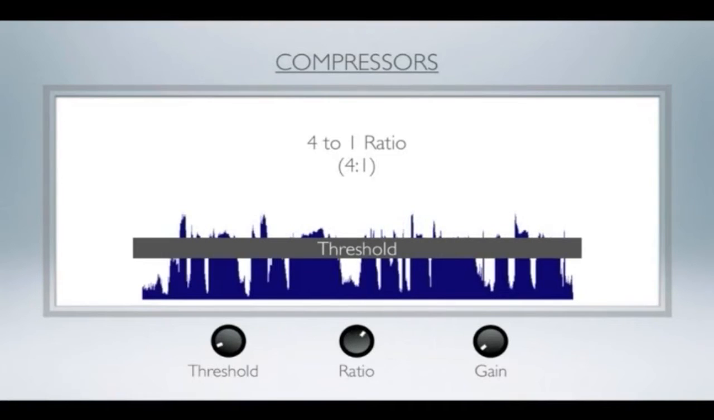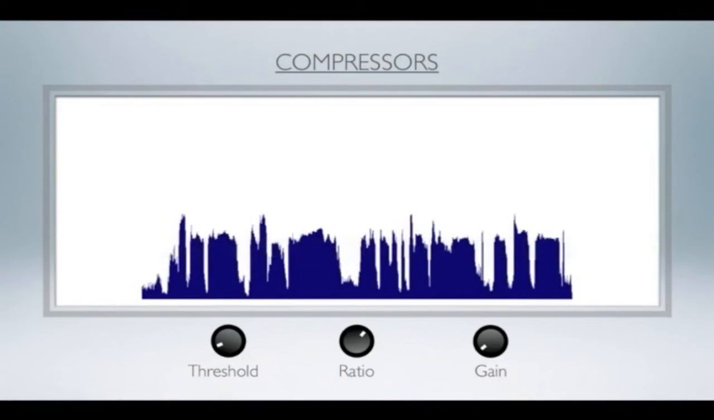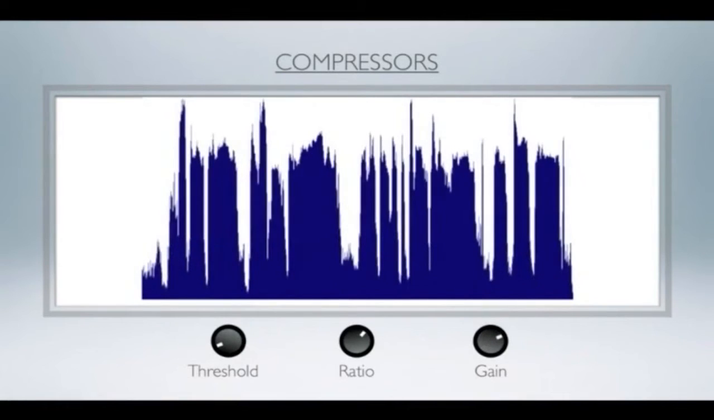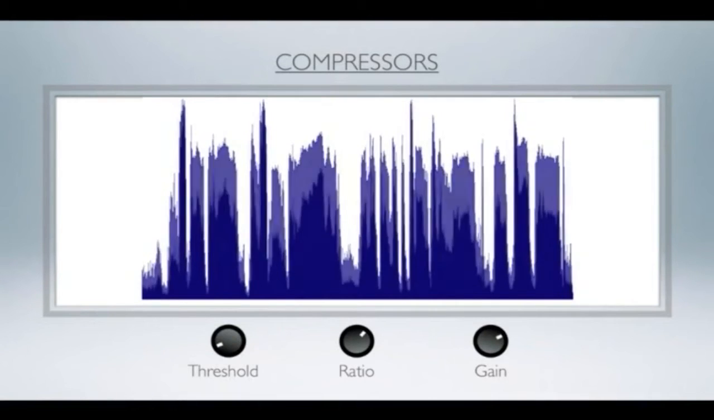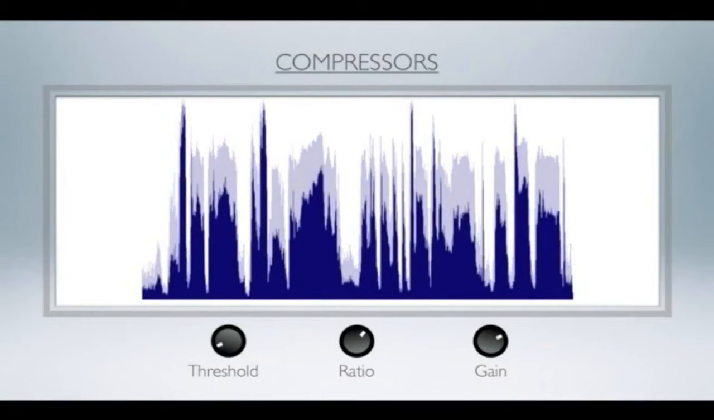So now we have a more densely populated signal, but it is lower in level, and that's what the makeup gain is all about. We then do the makeup gain, bring that up, and it's a much punchier signal. I mean, compare that signal to the original signal that we had when we started out.